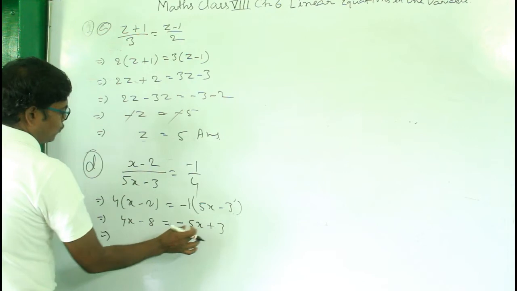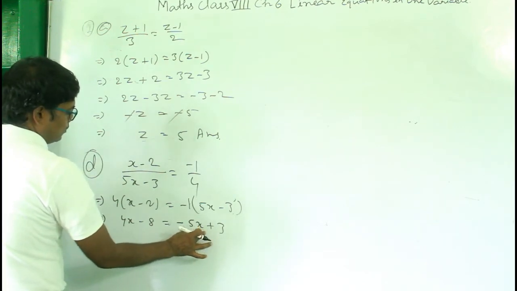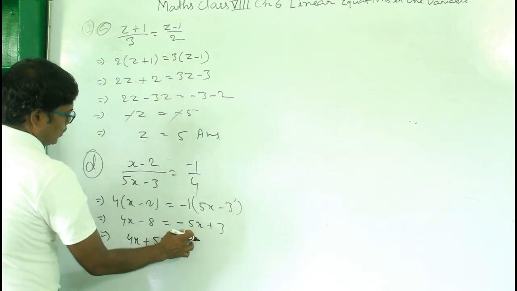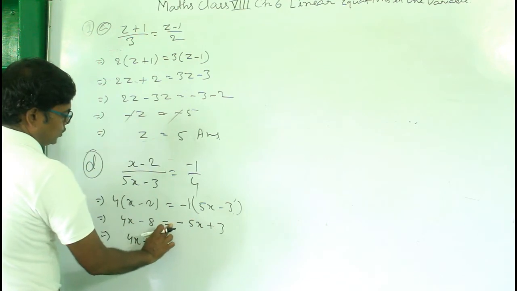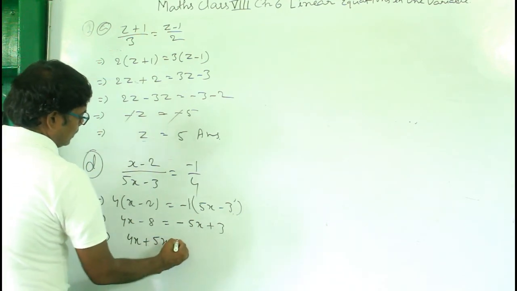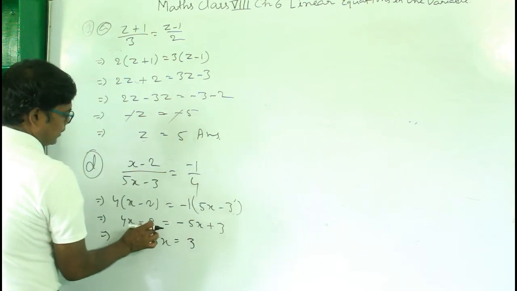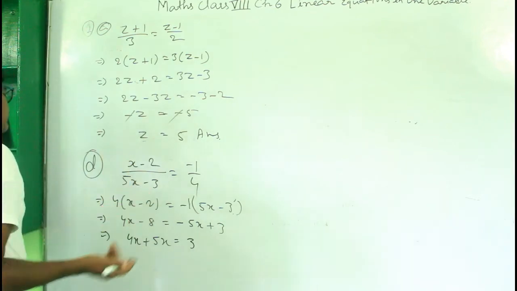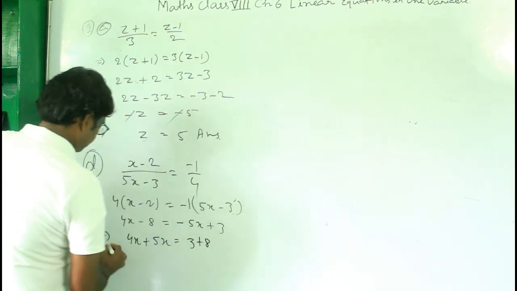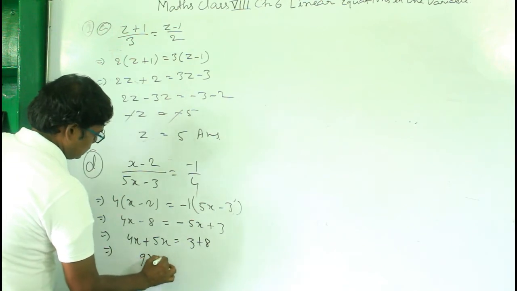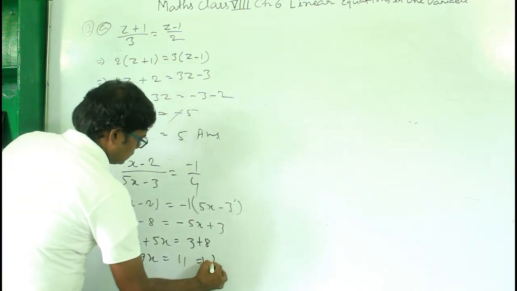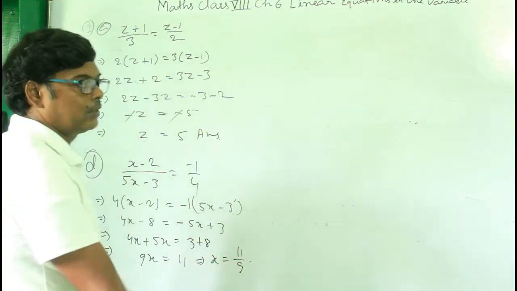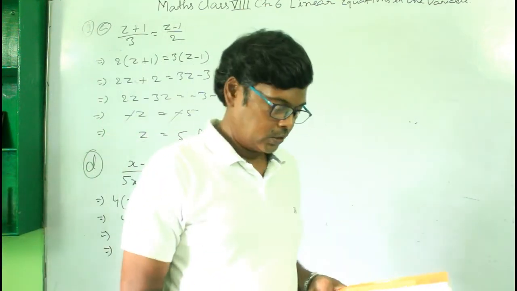Now, because we have to find the value of x here, bring this term to this side: 4x plus 5x. This is negative, so when you bring it to this side, the sign will change and it will be positive here. And here 3. Again, it is minus 8, and you will bring that to the other side; transposing minus 8 to the right side, it becomes 8. Then 9x equal to 11. This implies x equal to 11 by 9 is the answer. You can convert it into a mixed fraction also. So that is the answer of this question.